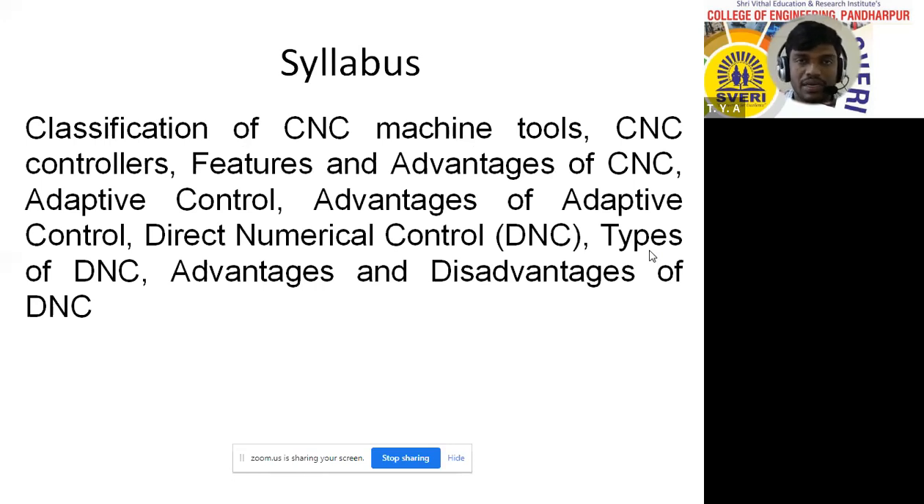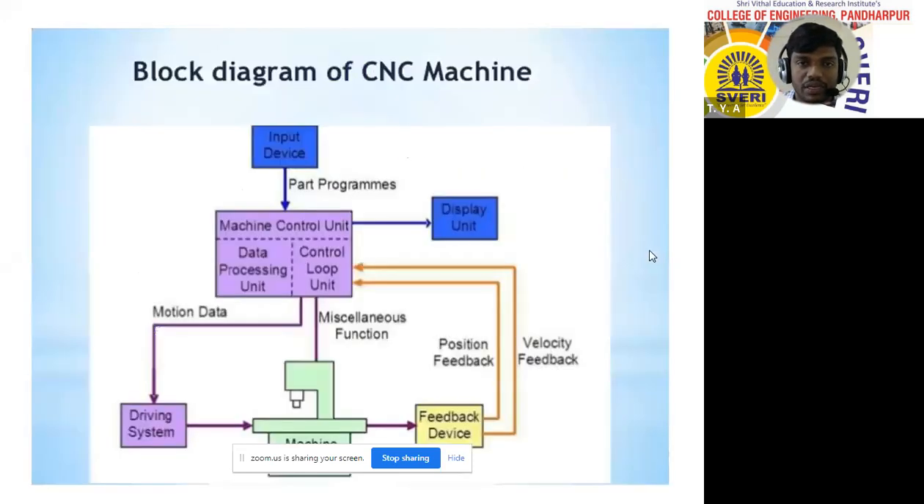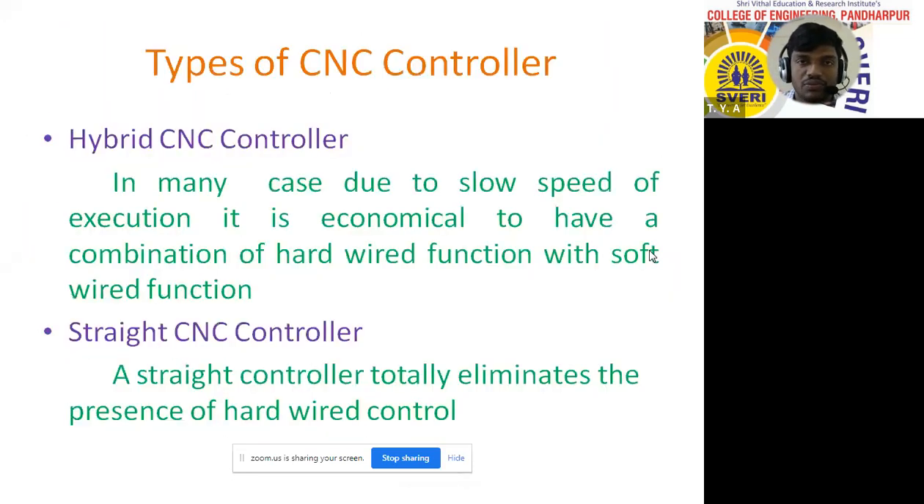So what is meant by CNC? Then classification of the CNC machine tools, then controllers, their advantages, disadvantages, then adaptive control, its types, then DNC machines, then types and their merits and demerits. Okay, so after this we have completed the first part of this fifth chapter.